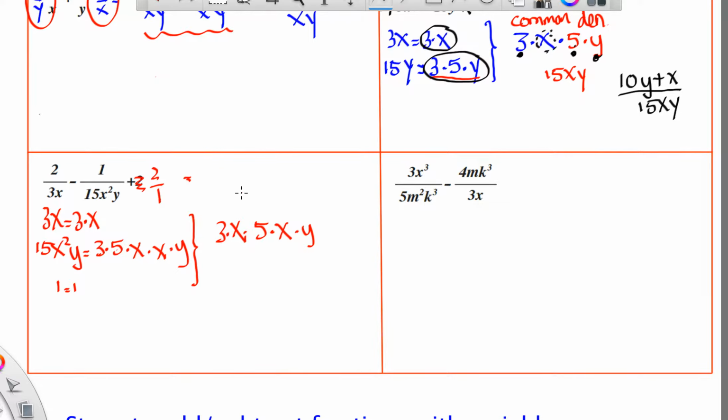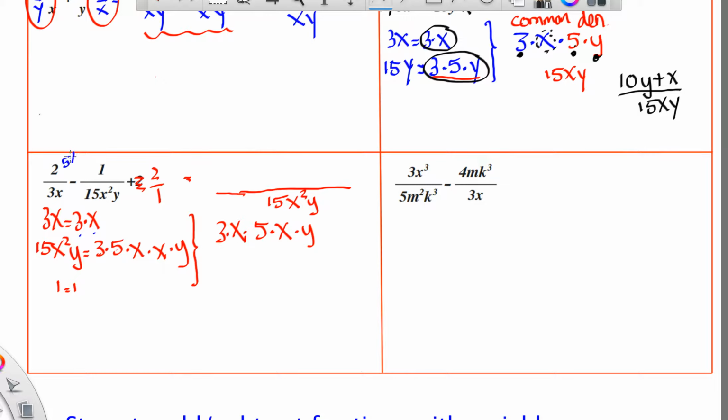Well, that means that the common denominator you end up with is 3 times 5 is 15. x times x is x squared. And then a y. So what happens? Now let's look at the top. We'll do that one in blue. The first one, I have a 3 and an x. I still need a 5, an x, and a y.